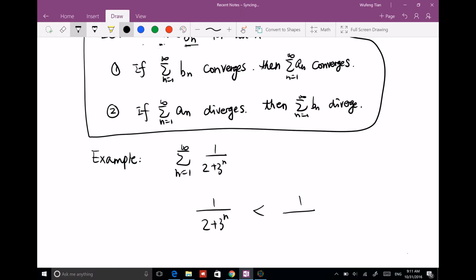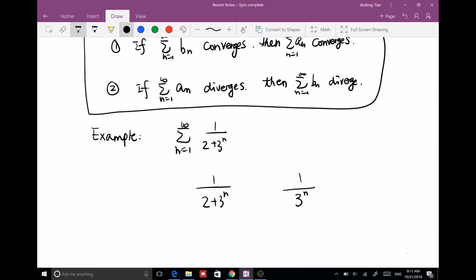Alright, I probably should say this. I give you 1 over 3 to the n. That's the main part of the series, right? That's the main part. The 2 does not really change anything. But I need to ask you, 1 over 2 plus 3 to the n, or 1 over 3 to the n, which one is bigger? Can anyone tell me?